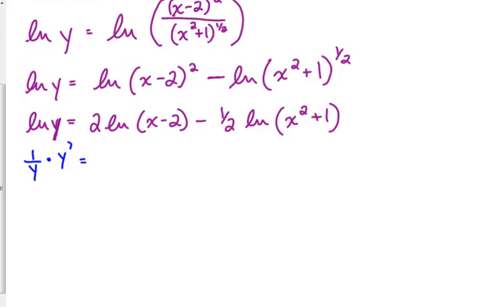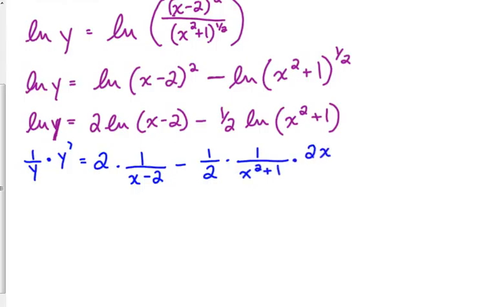Let's take the derivative of 2 natural log of x minus 2. The 2 is a scalar multiple. The derivative of the natural log is 1 over x minus 2. Is 2 a variable? No, so it is not a product rule. 1 over x minus 2, the derivative of x minus 2 is 1, so we're done with that piece. Minus 1/2, the derivative of the natural log of x squared plus 1 is 1 over x squared plus 1 times 2x.